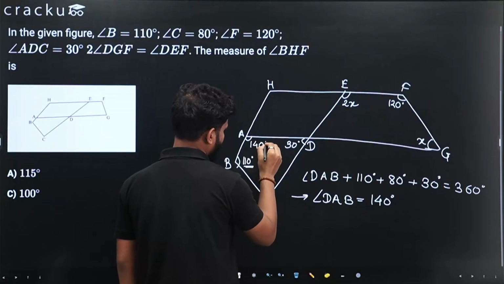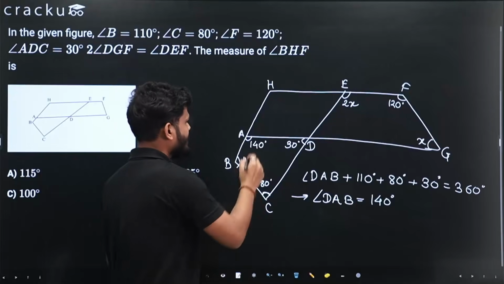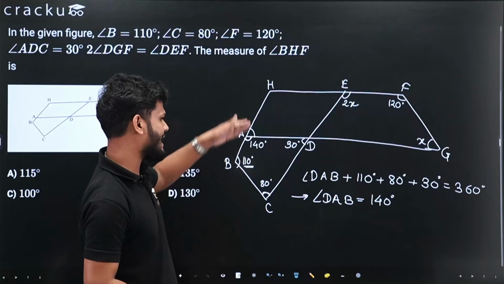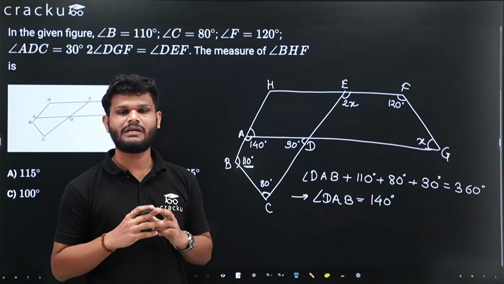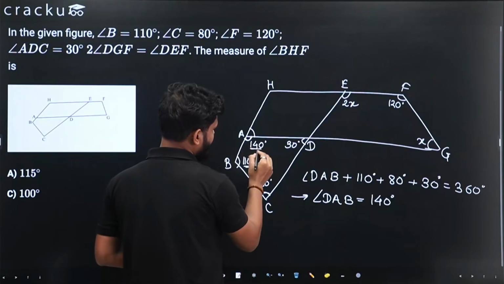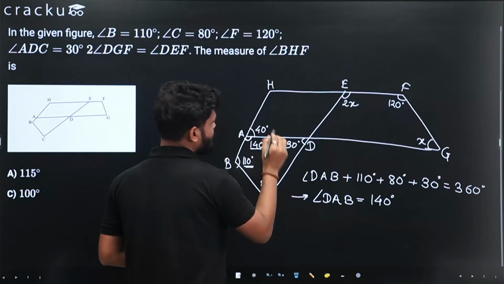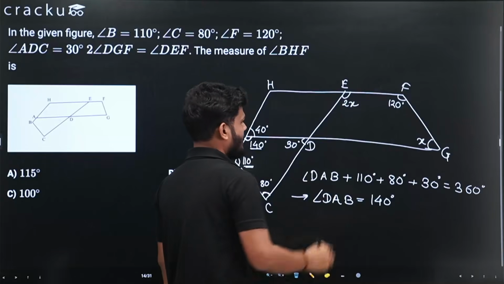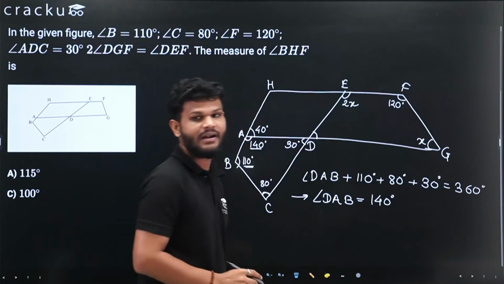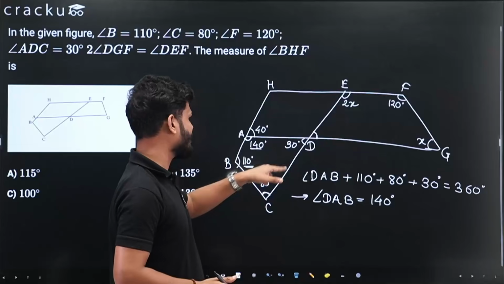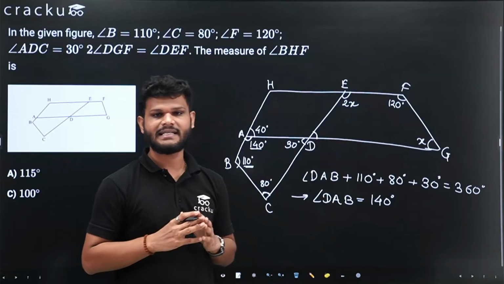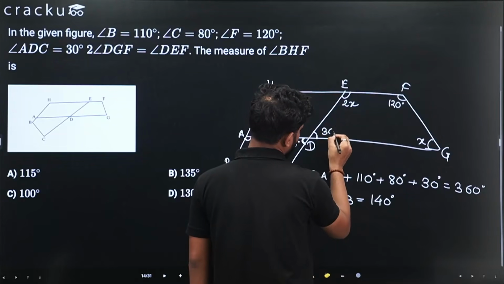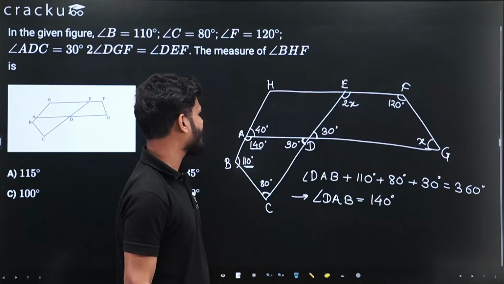This is 140 degrees. Now if you see, this angle and this angle are supplementary of each other because they lie on the same straight line. So the sum of those two will be 180 degrees. If this is 140 degrees, this should be 40 degrees. Now look into this quadrilateral. Can you find this angle? Yes, we can. How? This line EC and AG are intersecting each other, so this is a pair of opposite angles. Hence, this will also be 30 degrees. Correct?